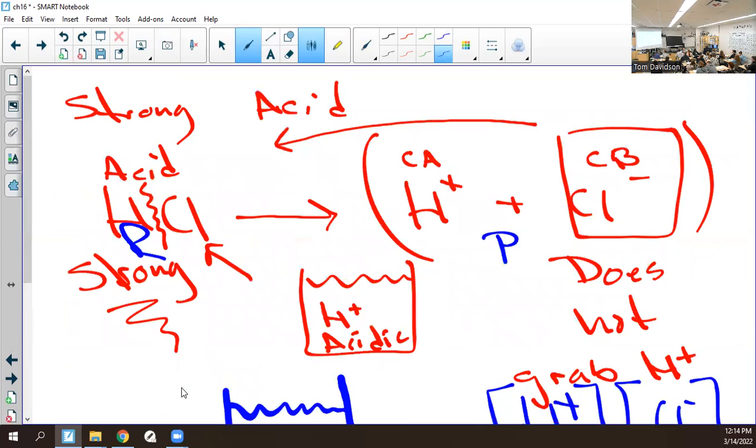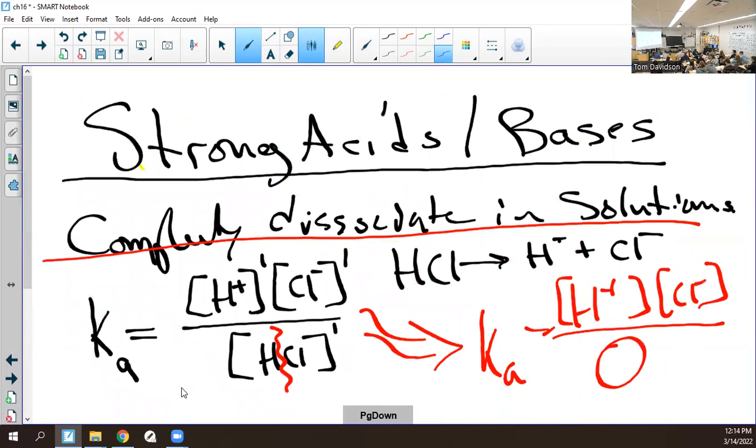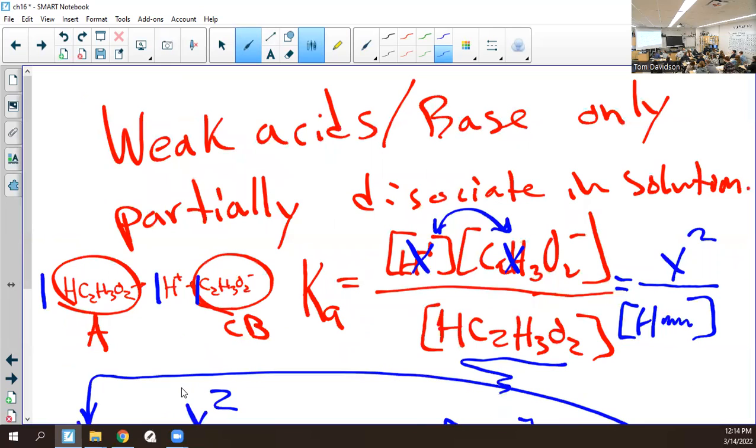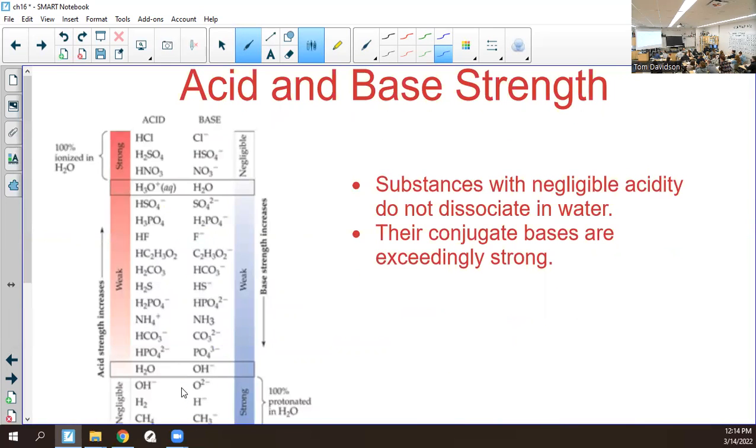In the notes, did we talk about Ka yet? Ka and Kb? All right, we'll get there. There's just an example right here. Okay. Substances with negligible acidity do not dissociate in water. Their conjugate bases are exceedingly strong. It's just what I said about the bottom half of that picture.